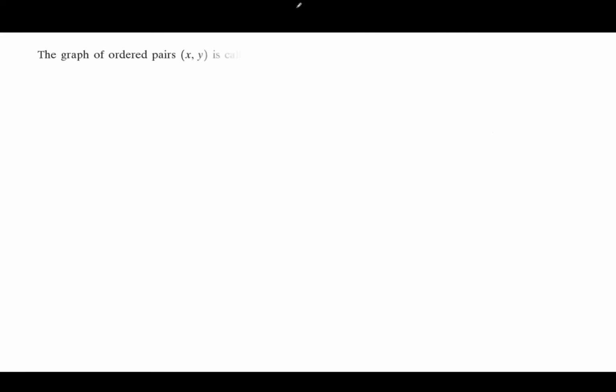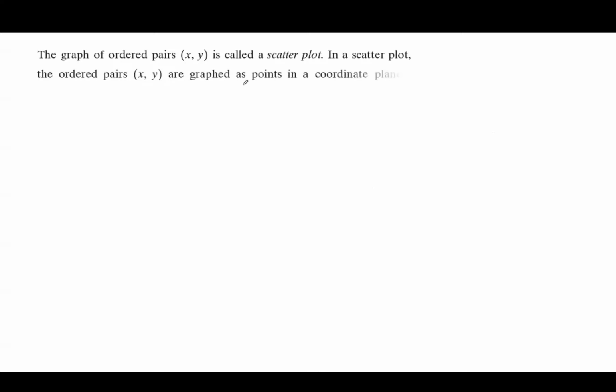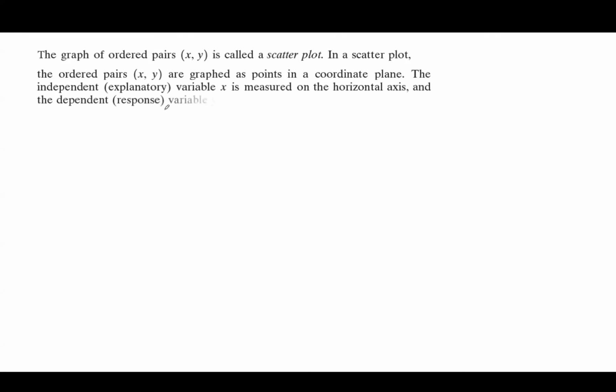So how do we visualize the points? The graph of ordered pairs like x and y is called a scatter plot. In a scatter plot, the ordered pairs x and y are graphed as points in a coordinate plane. The independent or explanatory variable x is measured on the horizontal axis, and the dependent or response variable that we denote by y is measured on the vertical axis.